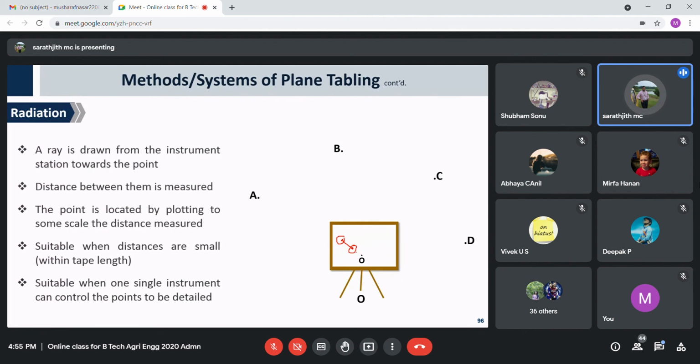You are sighting through this eye vane, and you have kept a ranging rod over here. There is one crosshair on the object vane. You rotate this alidade in such a way that the crosshair exactly bisects the ranging rod placed at the point A. Is that clear to you?